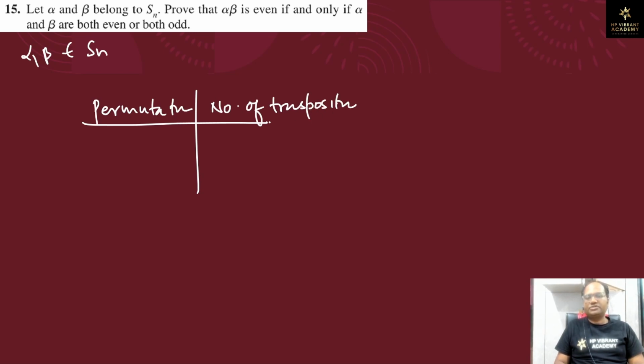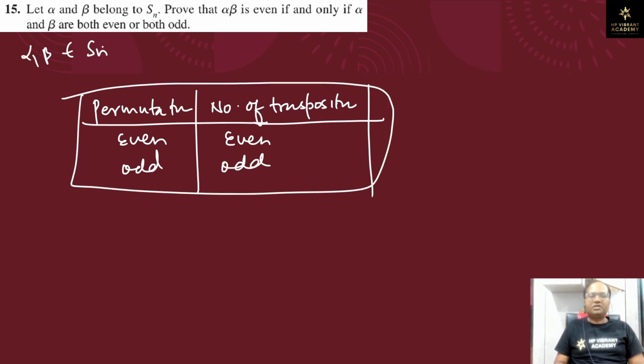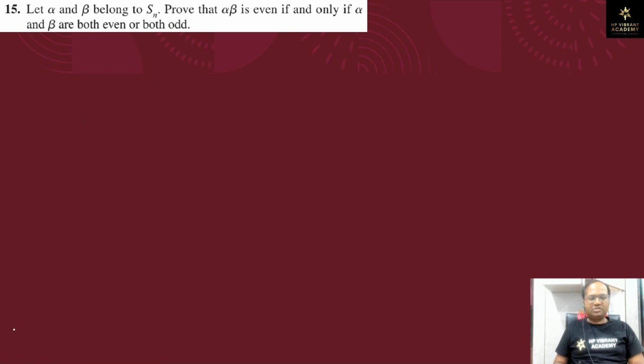Let us find the relation. A permutation is said to be an even permutation if the number of transpositions is even, and a permutation is said to be an odd permutation if the number of transpositions is odd. Okay, so let us represent alpha and beta as a product of transpositions. Let us represent alpha as a product of m transpositions, and let us represent beta as a product of n transpositions.